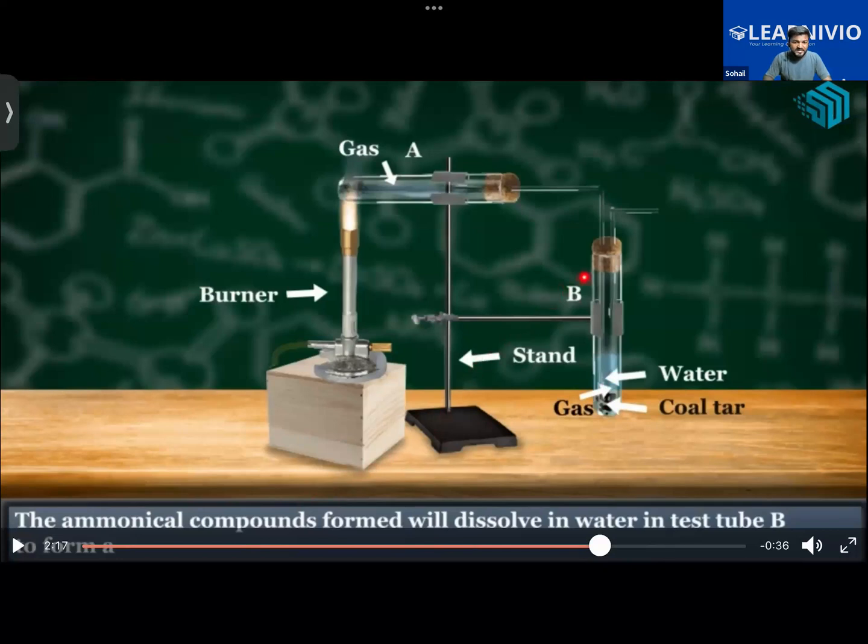Like this gas, this gas now contains compounds of ammonia also. So the compounds of ammonia found in that gas are soluble in water, so they will dissolve in water and form ammonical liquor. It has also got some use, but that is not relevant for this class.